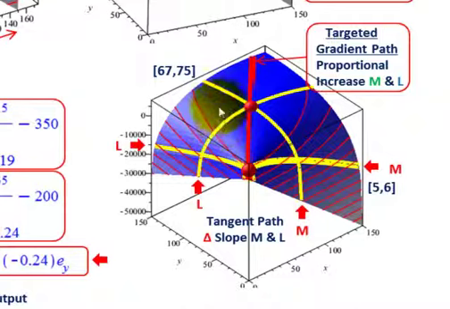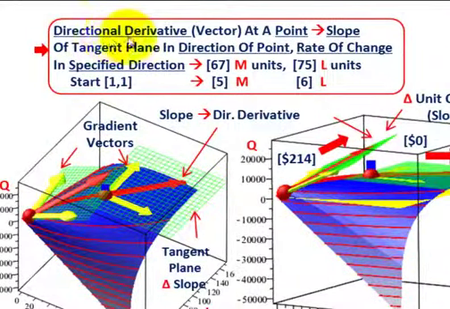Okay, so now we can go and we can make our calculation here for this directional derivative. Now we can calculate our directional derivative or vector here at the points that we're looking at, and that's really the slope of a tangent plane in the direction of the point. And it's really the rate of change in that specified direction. So we have these two different points, 67 and 75 here for material and labor units. And then we also have that 5 and 6 points here for material and labor. And we're really starting at a point here, 1 unit of each here for material and labor. And we're going to be looking at our directional derivative based on these numbers here.